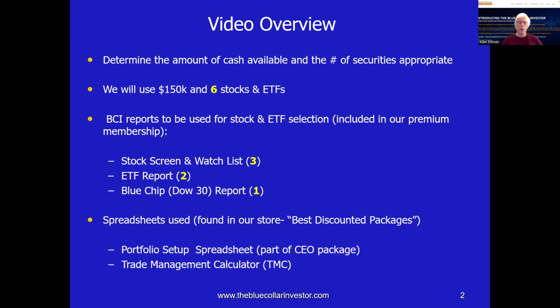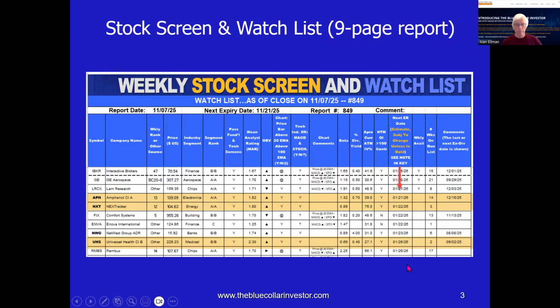The first spreadsheet you'll be seeing after the reports is the portfolio setup spreadsheet, which will take into consideration diversification and cash allocation. Then, as far as calculations are concerned, you'll be seeing our trade management calculator in action. Let's get started with the 3 reports for the 6 securities we're going to be using. This is the weekly stock screen and watch list.